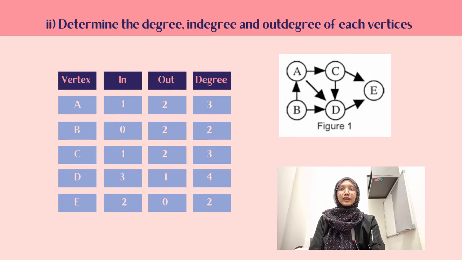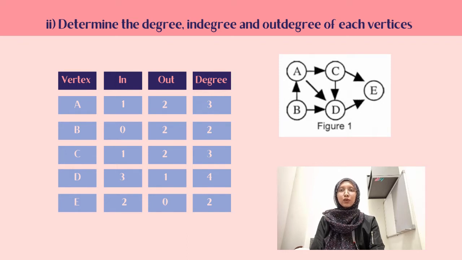The second question is: determine the degree, in degree, and out degree of each vertex. So take a look at the directed graph from figure 1 and make a table like this. The table columns are vertex, in degree, out degree, and degree. In the vertex column, we need to put A, B, C, D, and E just like in figure 1.